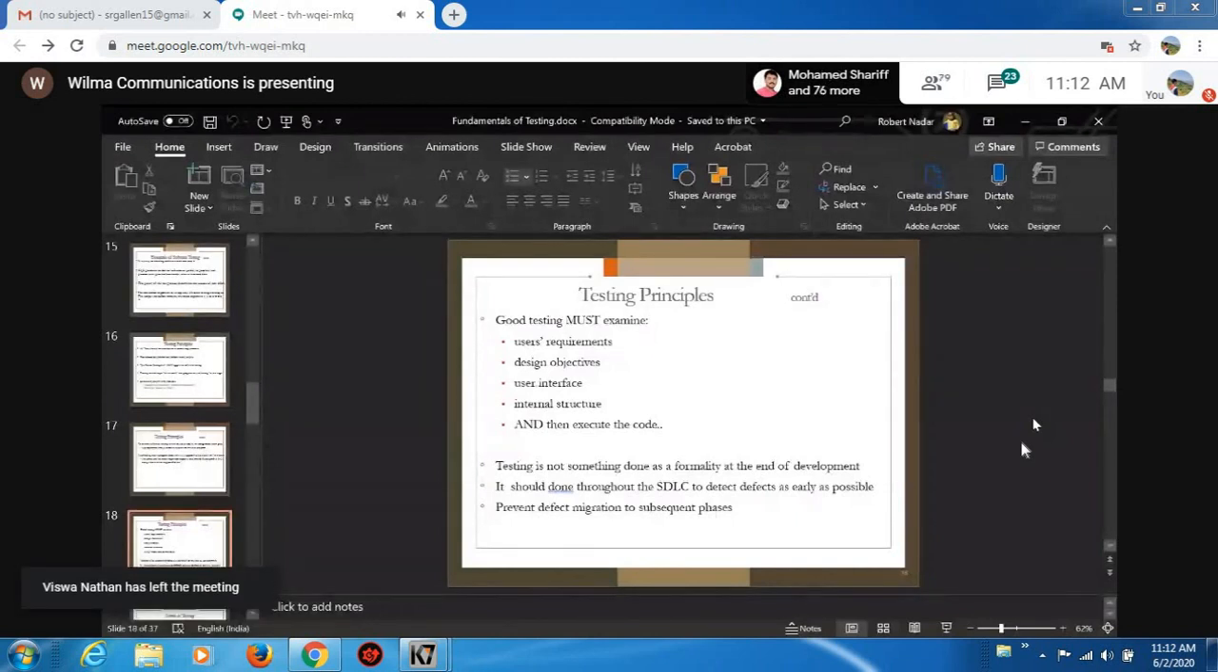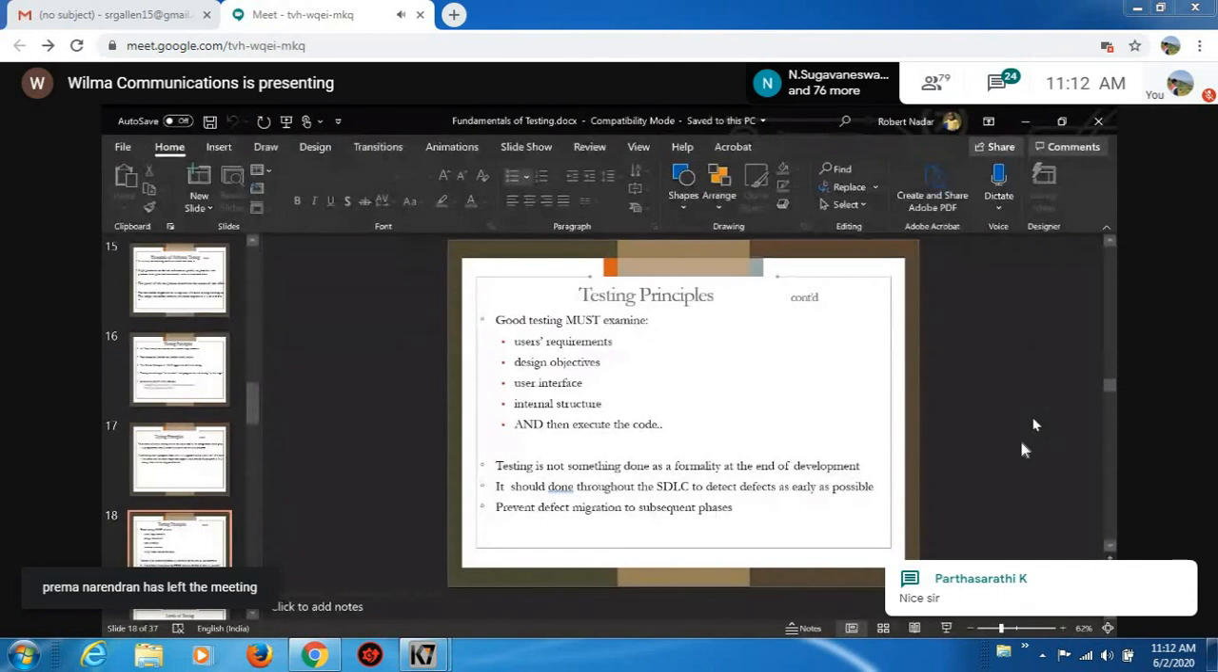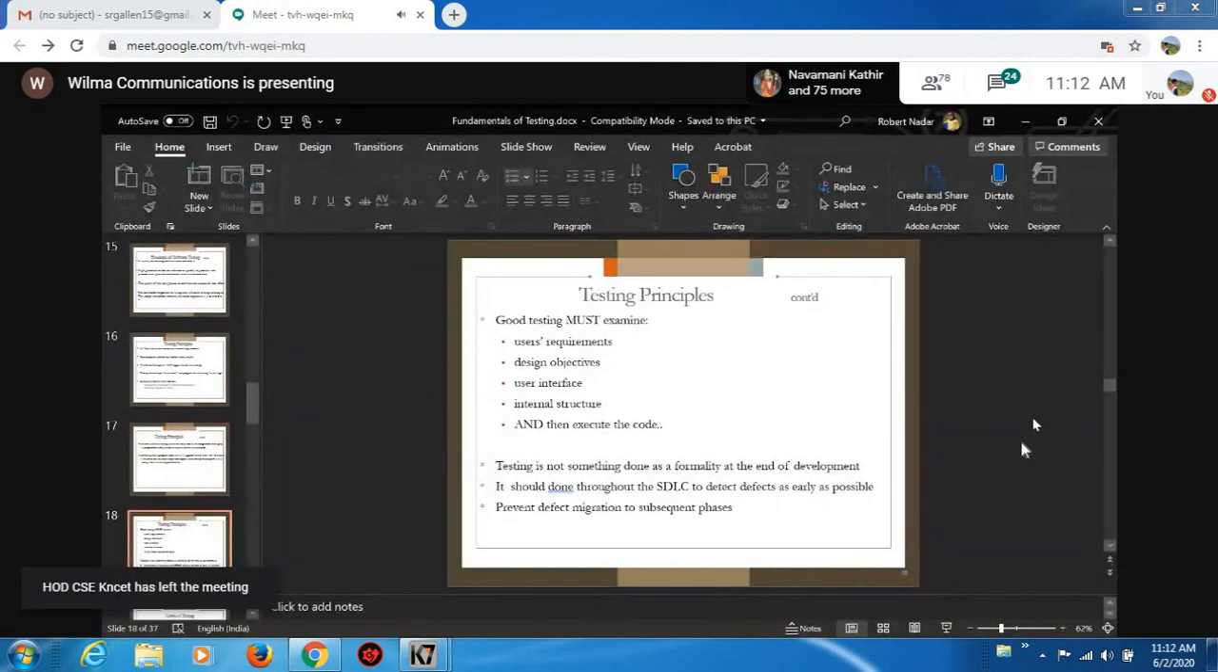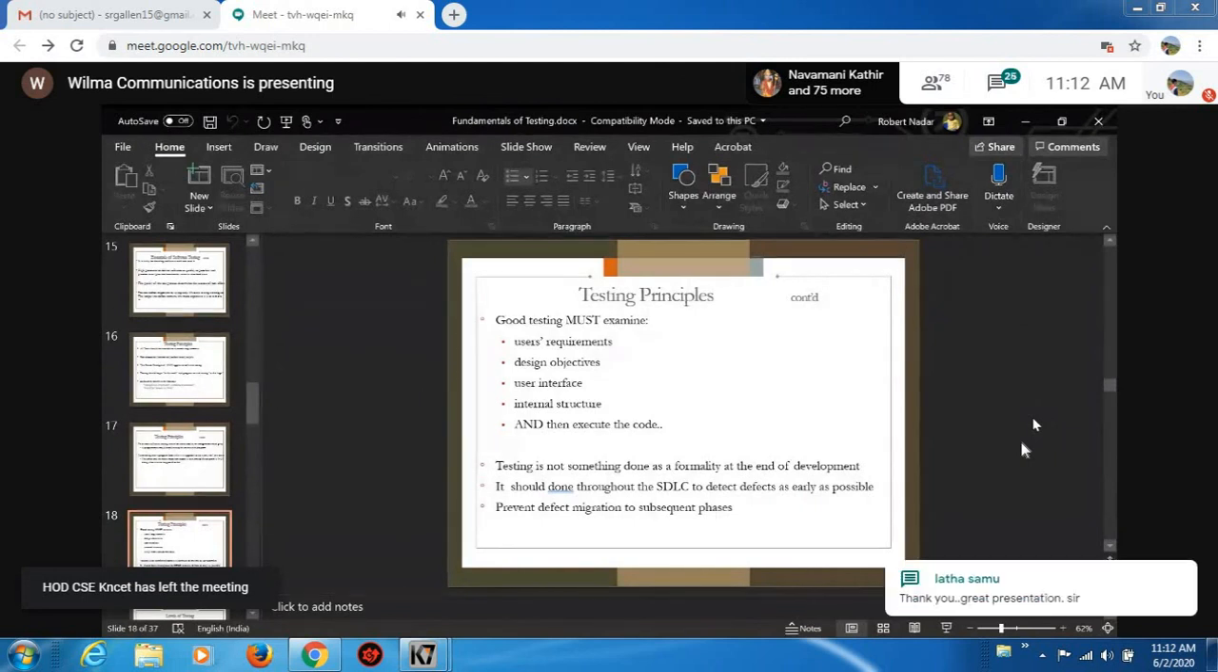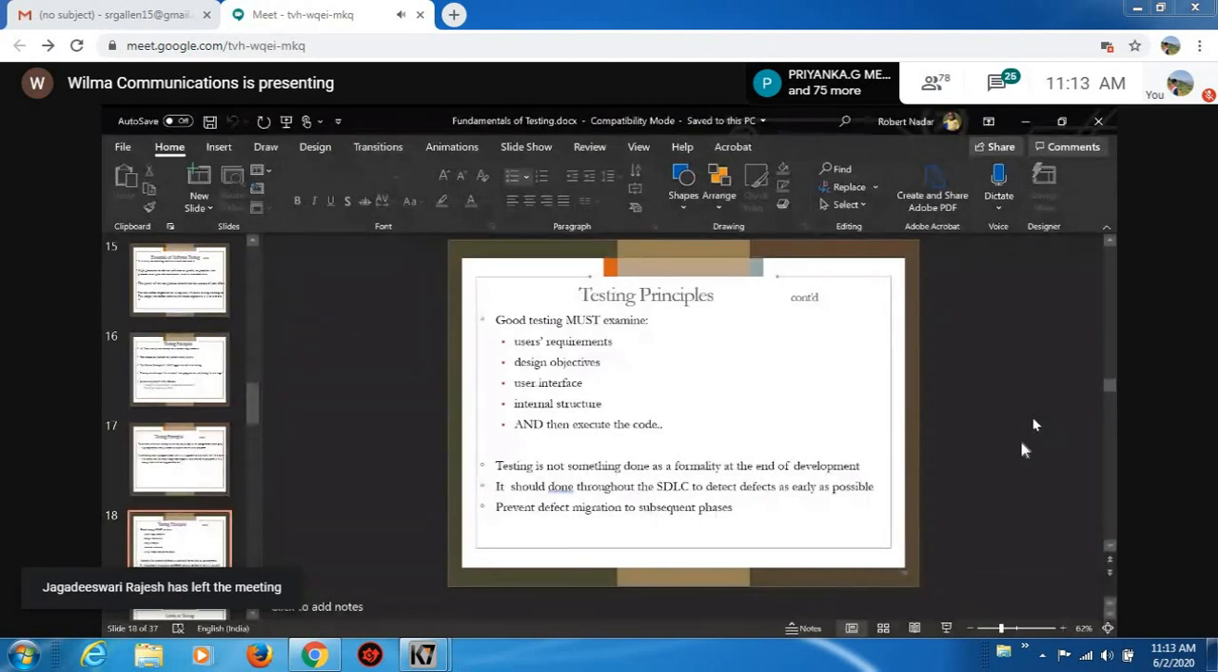Testing is not something done as a formality at the end of the development. It should be done throughout the SDLC to detect defects as early as possible and prevent defect migration to subsequent phases. So testing is not a formality that you do after completing the development. No, you have to apply your testing approach at every stage of the project life cycle.